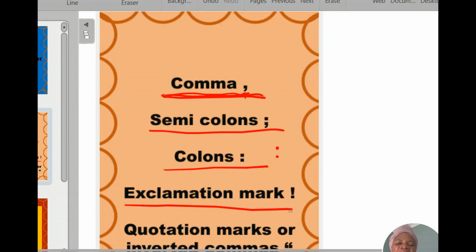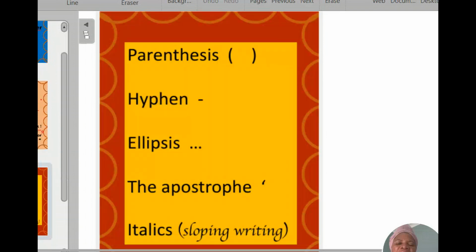Then we have got the quotation marks. Quotation marks are like commas which will be like that. They will be somewhere there in the air. They don't rest where there is a comma or the full stop. No, they will be somewhere in the air when you are writing.